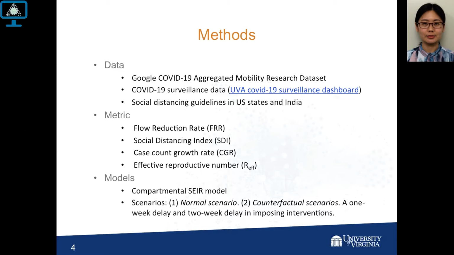We conduct the counterfactual analysis on the timing of interventions using epidemic simulations. So we use a compartmental SEIR model to simulate and compare the impact of a delayed intervention. We will give the detailed analysis later. So the simulation will cover two kinds of scenarios, the normal scenario and the weak delay in imposing intervention scenario.